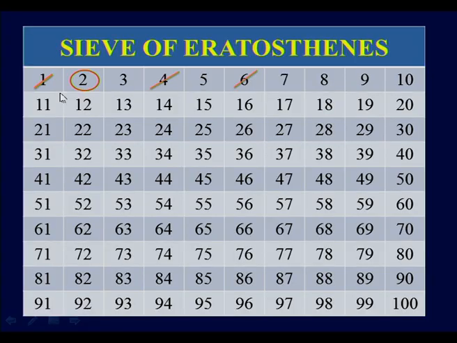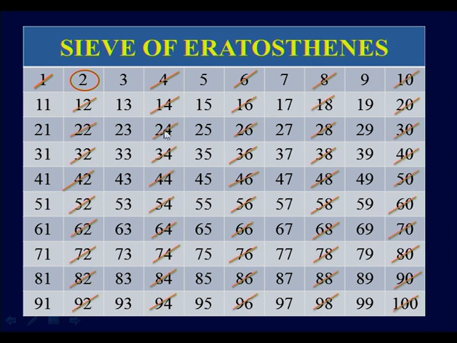1 is neither prime nor composite number, so we will strike off 1. Next, 2 is a prime number as we all know, so I encircle 2 and strike off all the other multiples of 2, that is 4, 6, next one is 8 and so on up to 100 as you can see here. All the multiples of 2 have been struck off here. Next, the next prime number as we all learned just now is 3. So, the next multiple of 3 is 6. So, we will cross 6. The next multiple of 3 is 9.